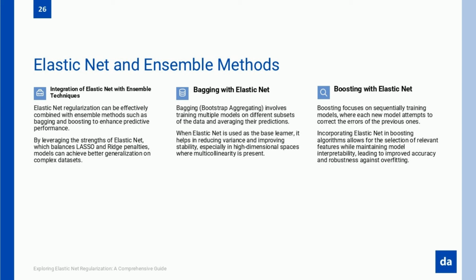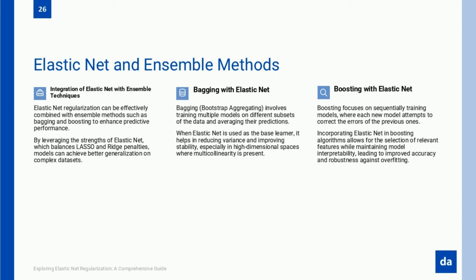One powerful approach is Elastic Net with bagging, bootstrap aggregating. In this method, multiple Elastic Net models are trained on different subsets of the data, and their predictions are averaged to reduce variance. This helps smooth out fluctuations caused by overfitting to specific training samples, making the final model more stable. Bagging is particularly useful when working with small datasets, where a single model might be overly sensitive to outliers.